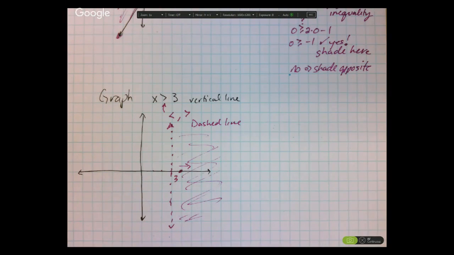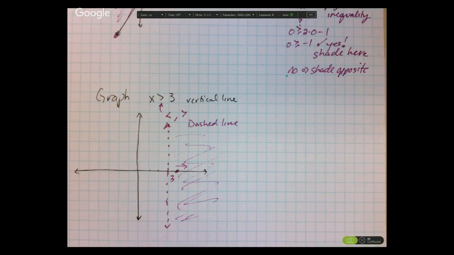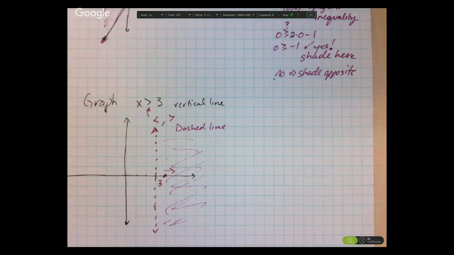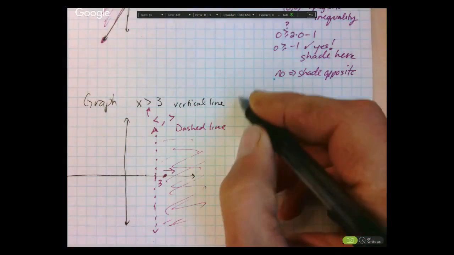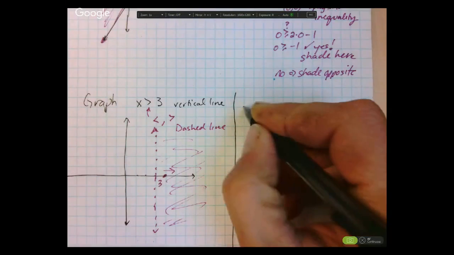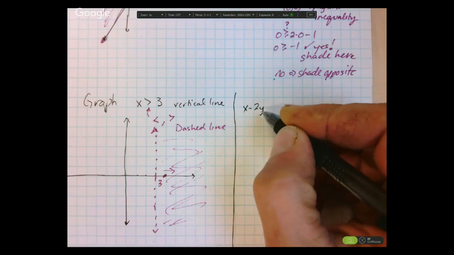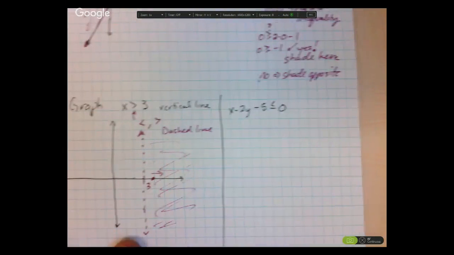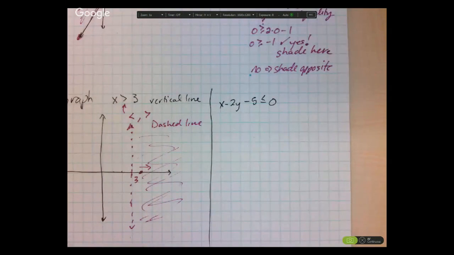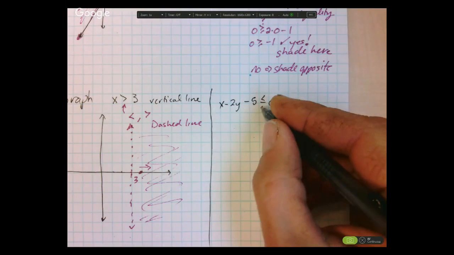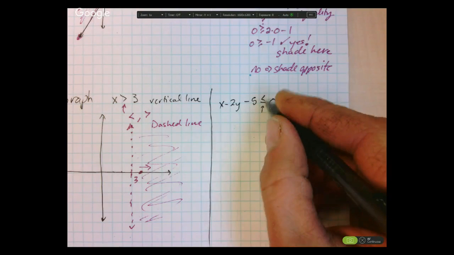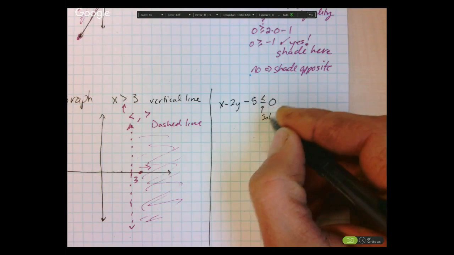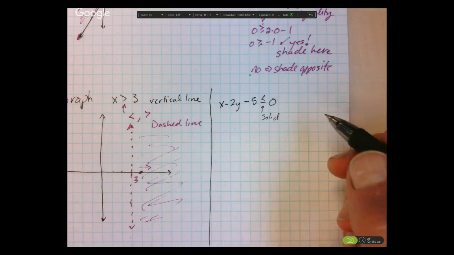How about something a little bit more difficult, like this. Standard form. Lots of ways to do this. First, you could identify it's less than or equal to, so we have a solid line.